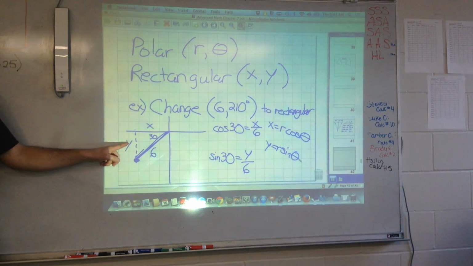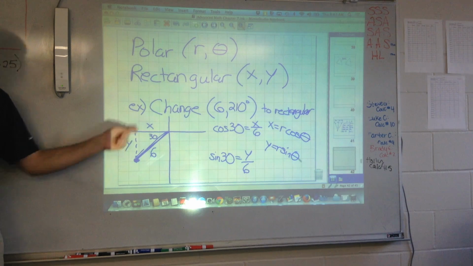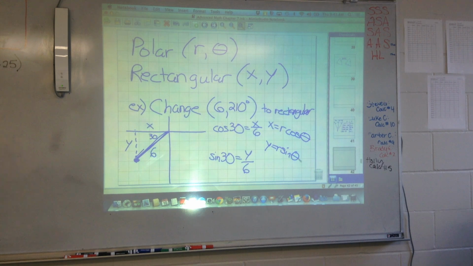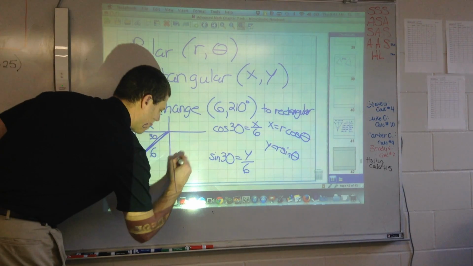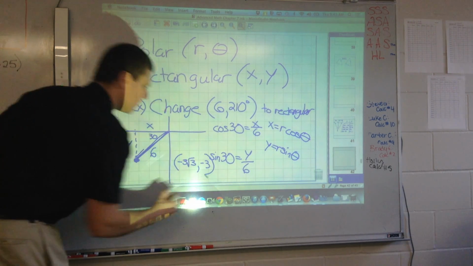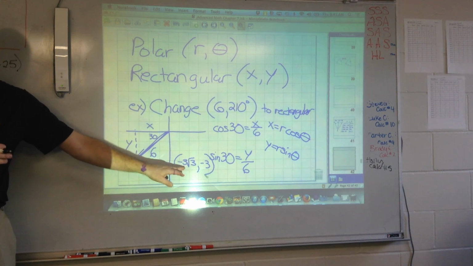So I know my y value is going to be 3, or negative 3 actually. And then the side across from the 60 is always the short leg times root 3. So if this is 3 over here, that's 3 root 3. So your final answer would be negative 3 root 3, negative 3. Okay. That would be exact. You probably had a decimal for x, correct? Those of you that were doing it on your calculator.